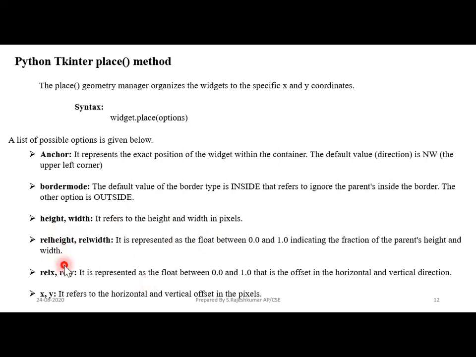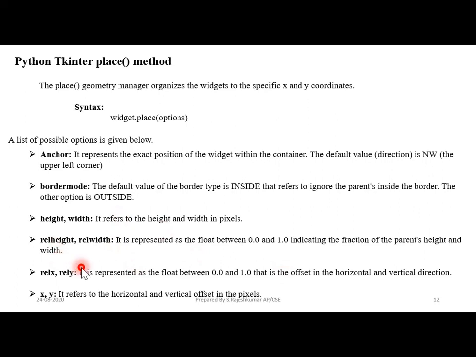Real height and real width, when you are representing it in floating format, you can use real width and real height. Like real x and real y, you can represent the horizontal and vertical offset values in float format. Now you can use real x and real y. If you just want to represent the offset in pixels, in a numerical format without a fraction, you can simply give the x and y values.